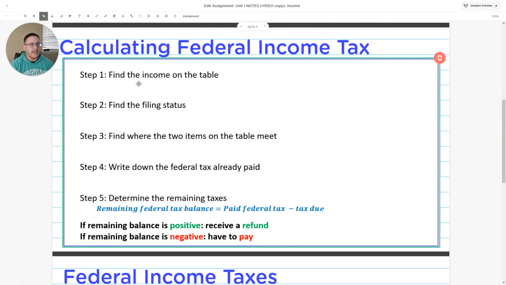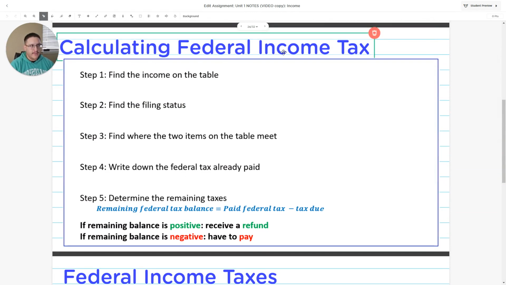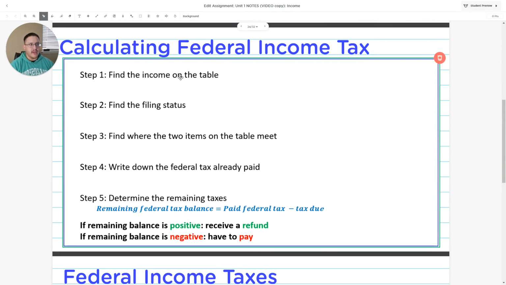So again, here are the steps for calculating the federal income tax by hand. Step 1, find the income on the table. Step 2, find the filing status. Step 3, find where those two items meet on the table. Step 4, write down the federal tax already paid, usually found in your W-2 form. Determine the remaining taxes by using this formula. Remaining federal tax balance equals the paid federal tax minus the tax due. If the remaining balance is positive, you are owed a refund. If the remaining balance is negative, you will owe the government money and will have to pay that in some form or fashion.